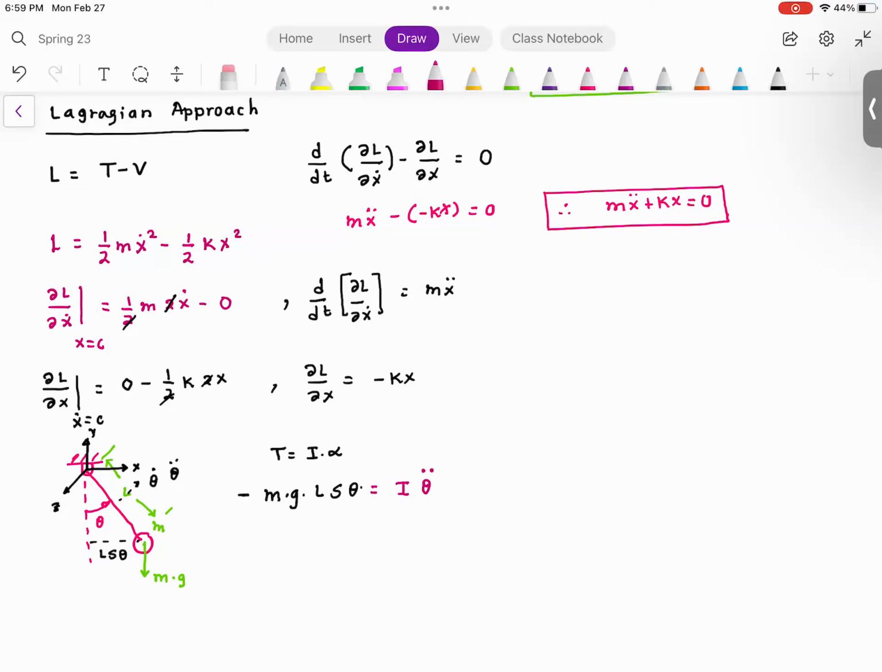Now what is I? I is the mass moment of inertia. It is defined as mass multiplied by the radius of gyration squared. What do I mean by gyration? Gyration means moving. Radius of gyration means the radius at which the mass is moving. Can you see? This is the point of pivot, this is the fixed point. The radius of gyration is L.